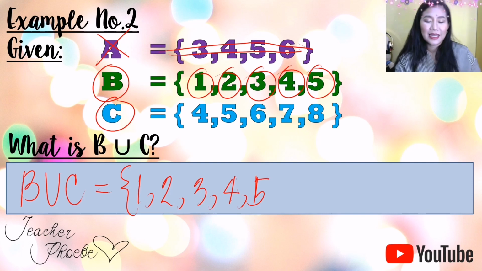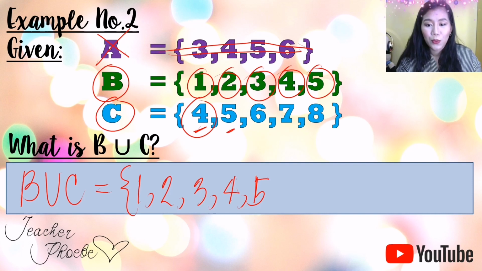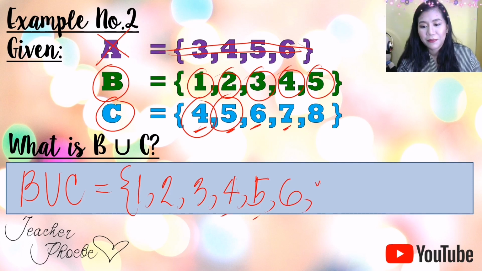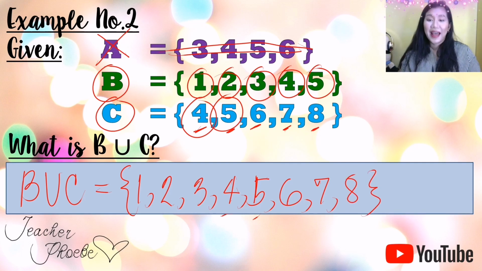Then next is to consider, write down or list down the elements of set C. Okay, so we have already written down 4 a while ago. We don't need to write 4 anymore. Also, with 5, we don't need to write it anymore because we've already written it down a while ago. Now, 6, of course, hindi pa natin yan na isusulat. Di ilagay natin siya. And then 7, then 8. Therefore, that's your answer. Okay?